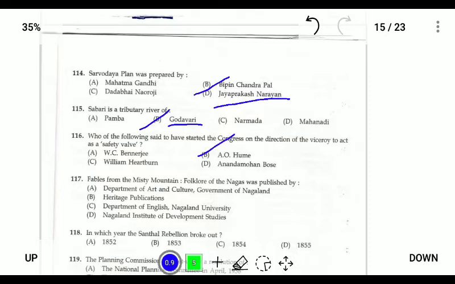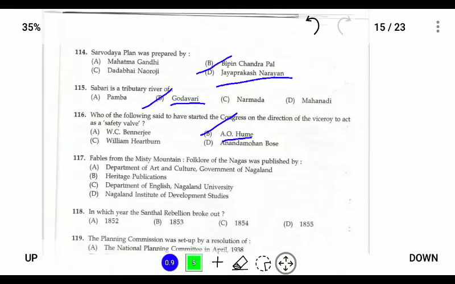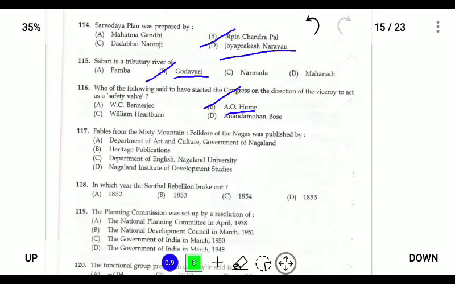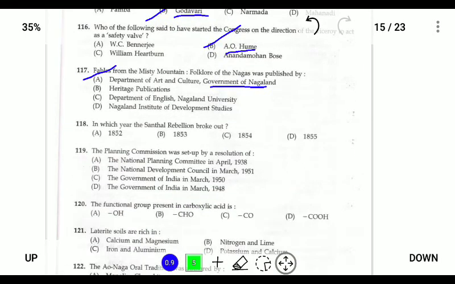Alan Octavian Hume was the person who started the Indian National Congress with the objective of checking the agitation of the people and knowing the needs of the people, so as to control the people. Next, 117. Fables of the Misty Mountain, Folklores of the Nagas was published by the Department of Art and Culture, Government of Nagaland.